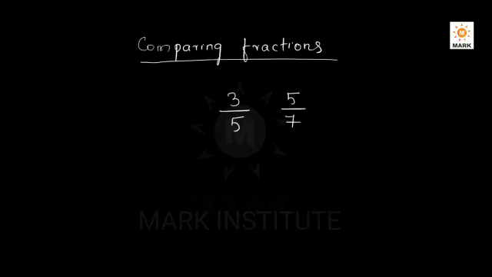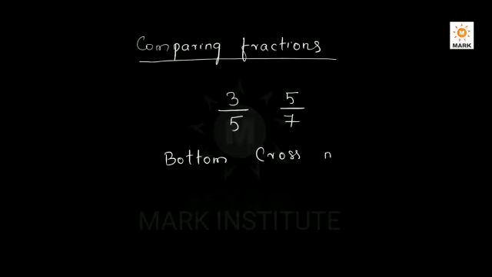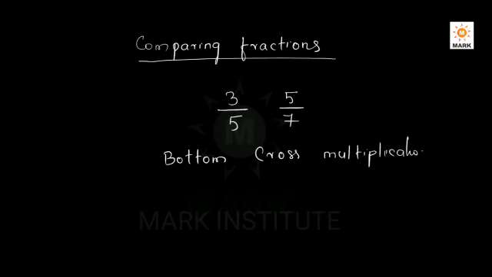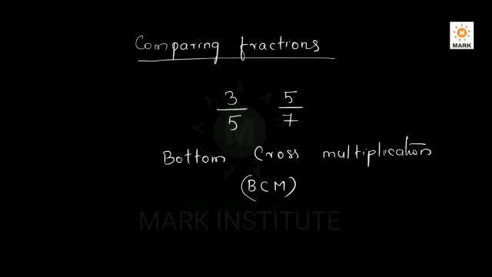The name of our technique is the bottom cross multiplication method. Generally people call it the BCM method. BCM stands for bottom cross multiplication method. From the bottom we start cross multiplying.